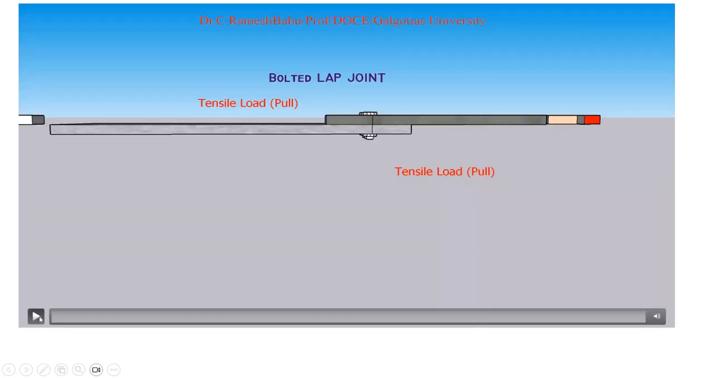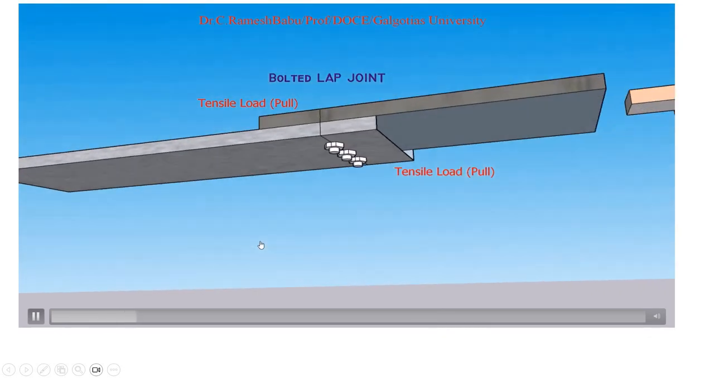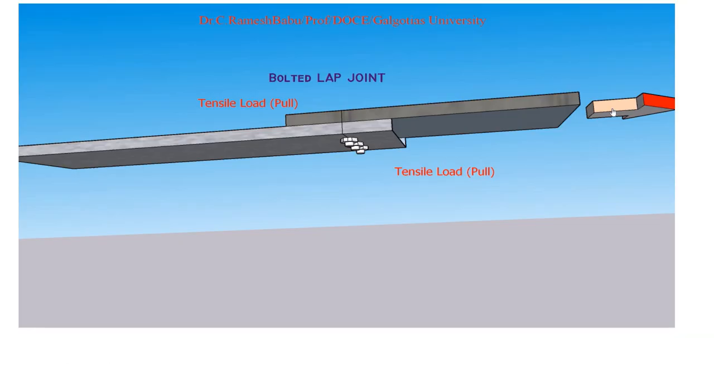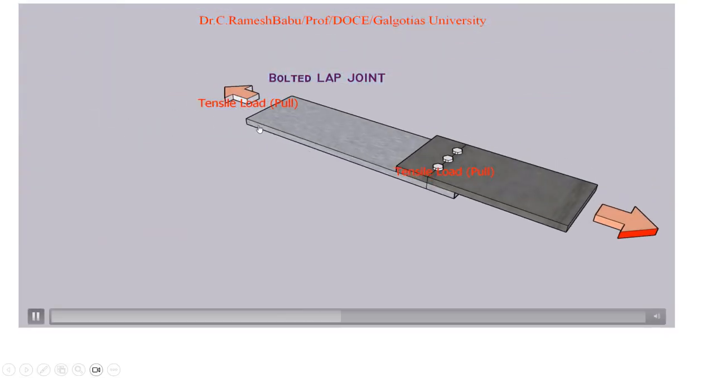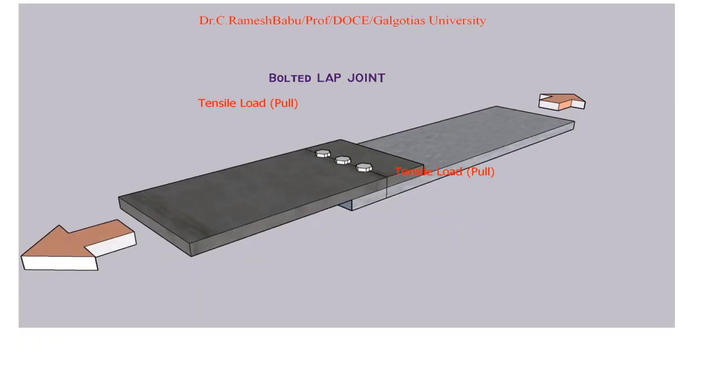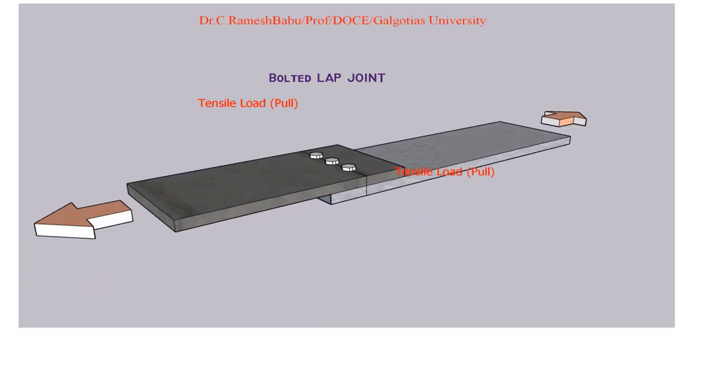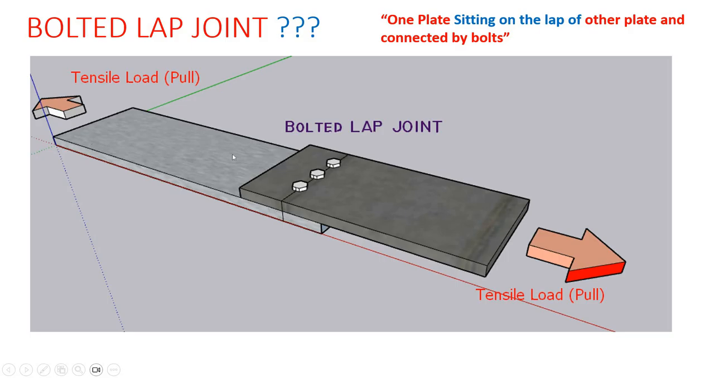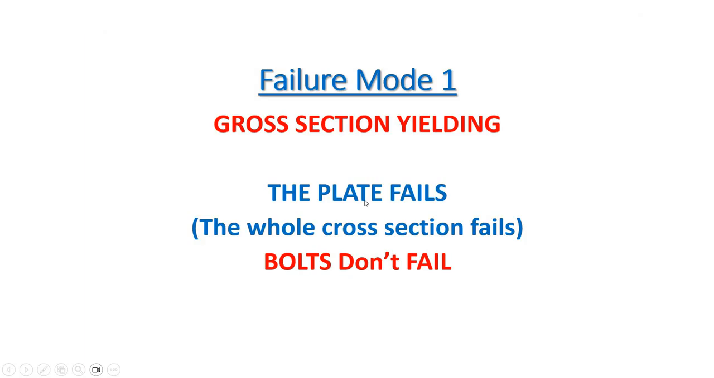Now let us see an animation video of a bolted joint. These arrow marks represent the tensile pull. It's a typical lap joint. Now it's bolted and the bolts are subjected to single shear. Now the same figure is shown here. This is the tensile pull and you can see the bolted lap joint here.